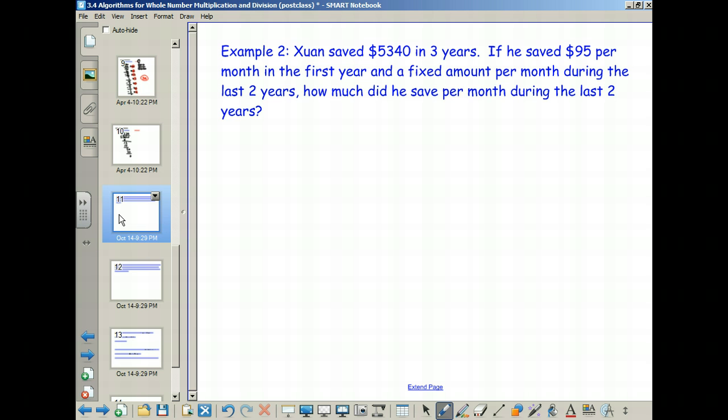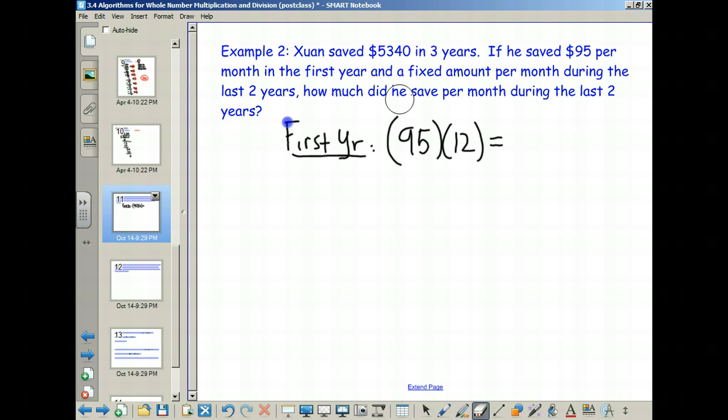Well, then you would take 95 times 12. Okay. To figure out how much you got first year. That sounds good. So we're going to figure out how much he got on the first year. His first year, he saved $95 a month, and there are 12 months in a year. And you're going to multiply this. Now, don't you dare grab a calculator. That's the whole point in this chapter, right? Multiplying and dividing and whatnot.